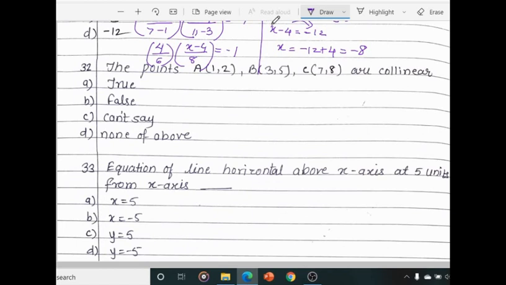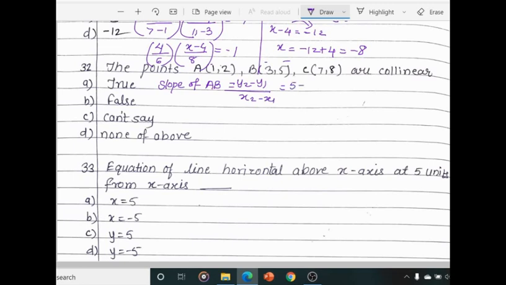The points (1, 2), (3, 5) and (7, 8) are collinear. We need to find out whether these 3 points are collinear. We know when the slope of AB and slope of BC are equal, then these are collinear. So we find out slope of AB, that is y2 minus y1 upon x2 minus x1. Write down the values. This is x1 y1 and this is x2 y2.